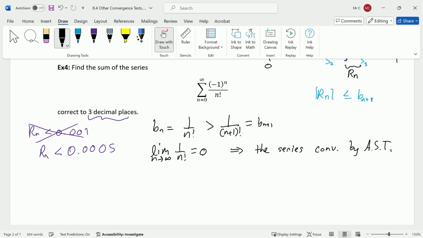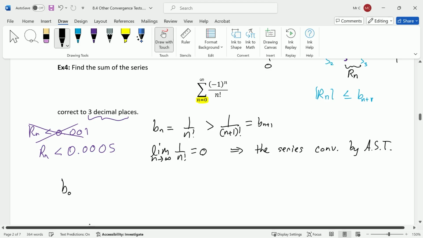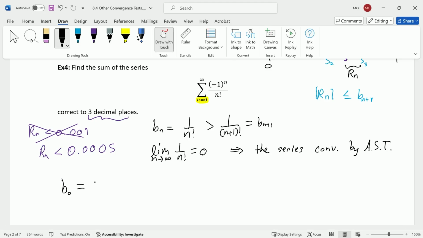So now, if I want to find the sum of the series correct to 3 decimal places, I have to figure out how many terms I need. So I need to start writing out some of those terms. Now notice a little detail here. This sum is starting with n equals 0. So I'm going to start out by writing the b sub 0 term, which is 1 over 0 factorial, which is 1 over 1, which is 1. And b sub 1, that's 1 over 1 factorial, which is also 1.